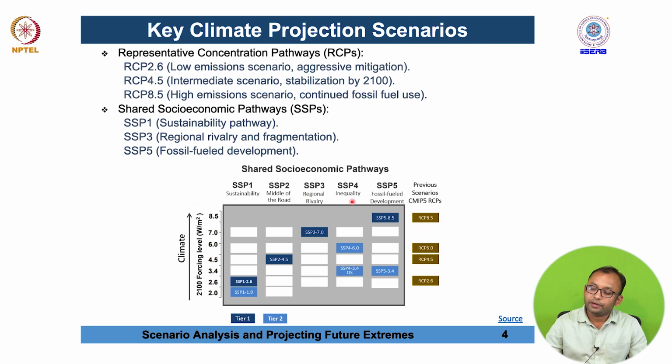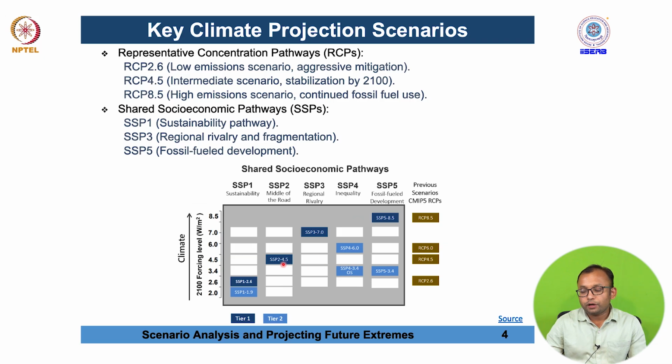SSP 4 is a kind of inequality, where we are talking about not continuous or homogeneous development of socioeconomic conditions across the whole world. And then SSP 5 is basically fossil fuel development, where we are still using fossil fuel and also emitting a lot of greenhouse gases. We are not using any further renewable sources, solar energies like that.